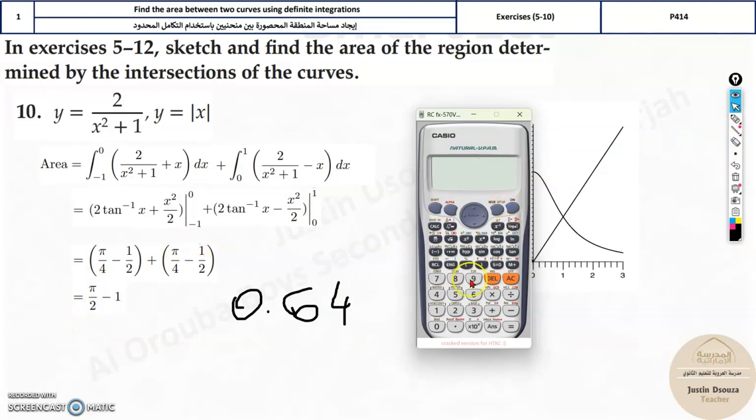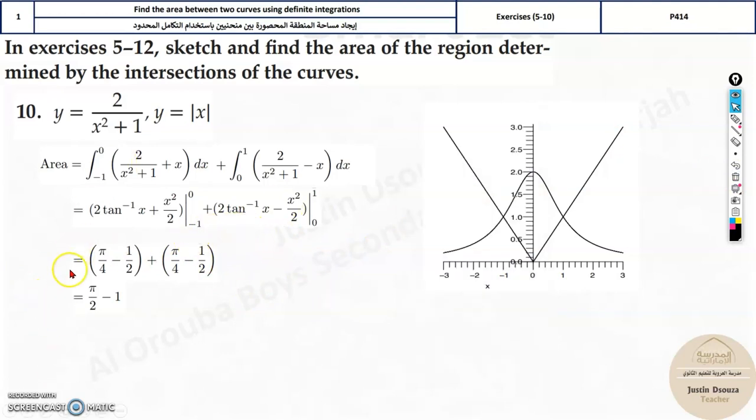What I mean is, now pi by 2, shift pi divided by 2 minus 1. So this is how you solve it. It'll be 0.57. Your answer, whatever you get, will be directly 0.5707. So that is how you can easily solve this. And please do check the answers after you solve by yourselves.